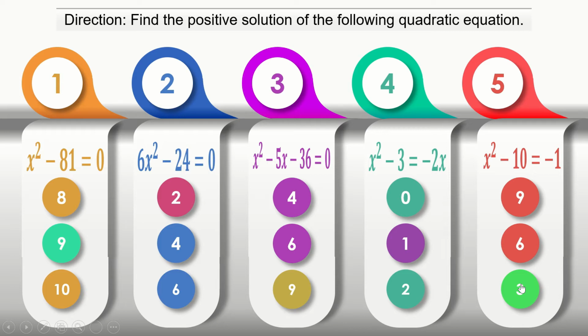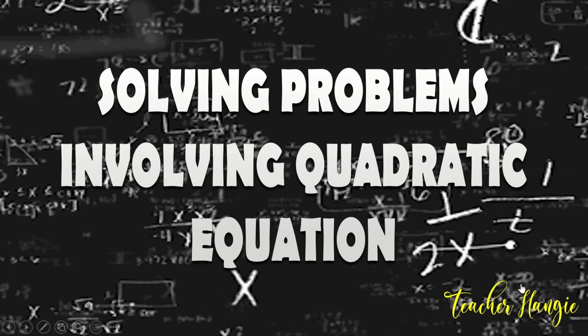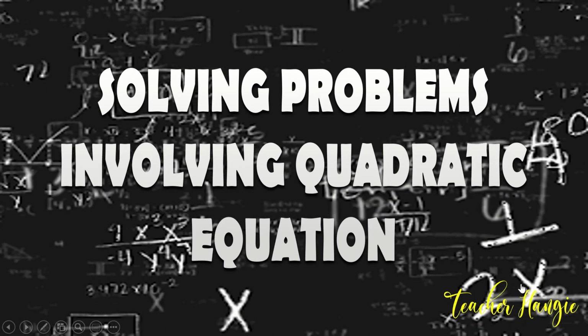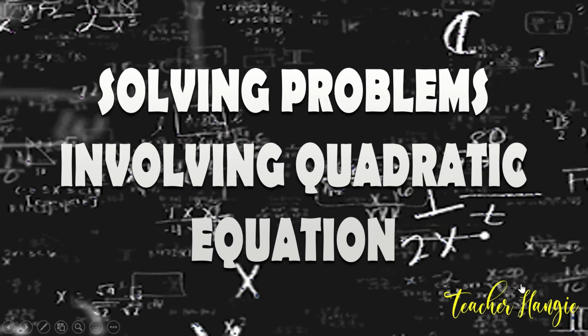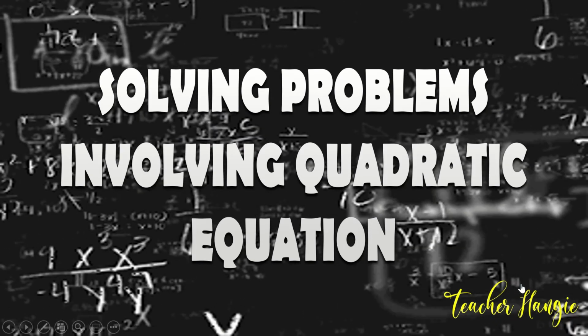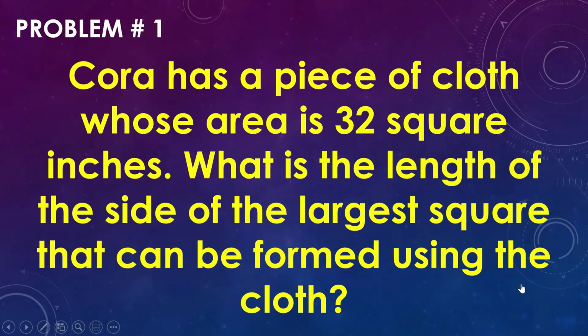I hope you were refreshed on how to solve quadratic equation by extracting square roots or factoring. Let us move on with our main topic, which is solving problems involving quadratic equation. Let us have problem number 1. Cora has a piece of cloth whose area is 32 square inches. What is the length of the side of the largest square that can be formed using the cloth?